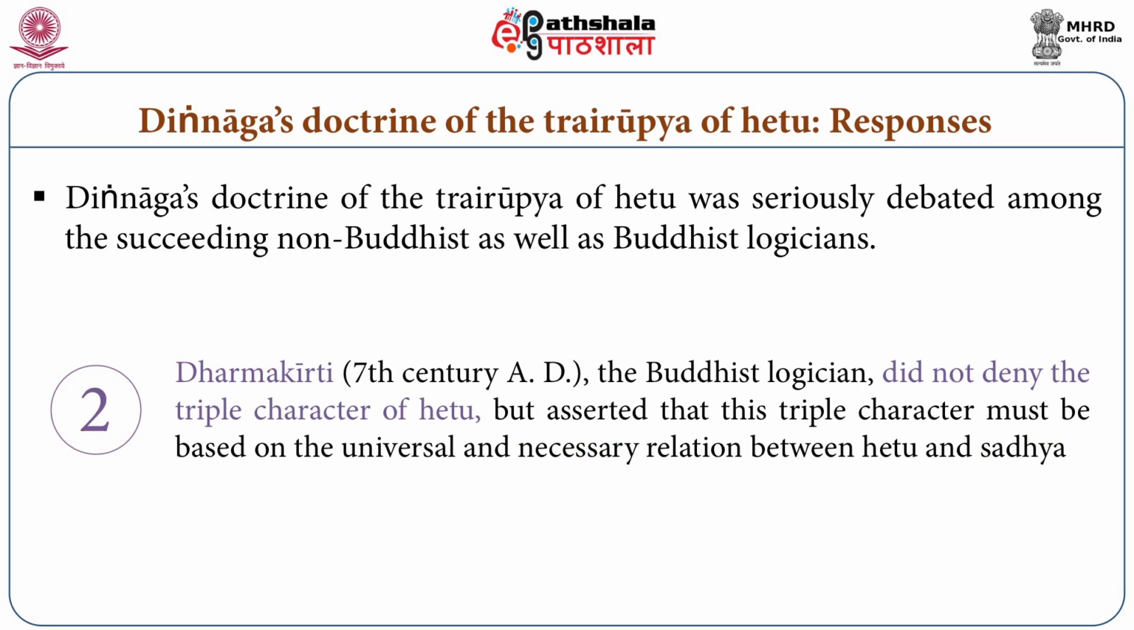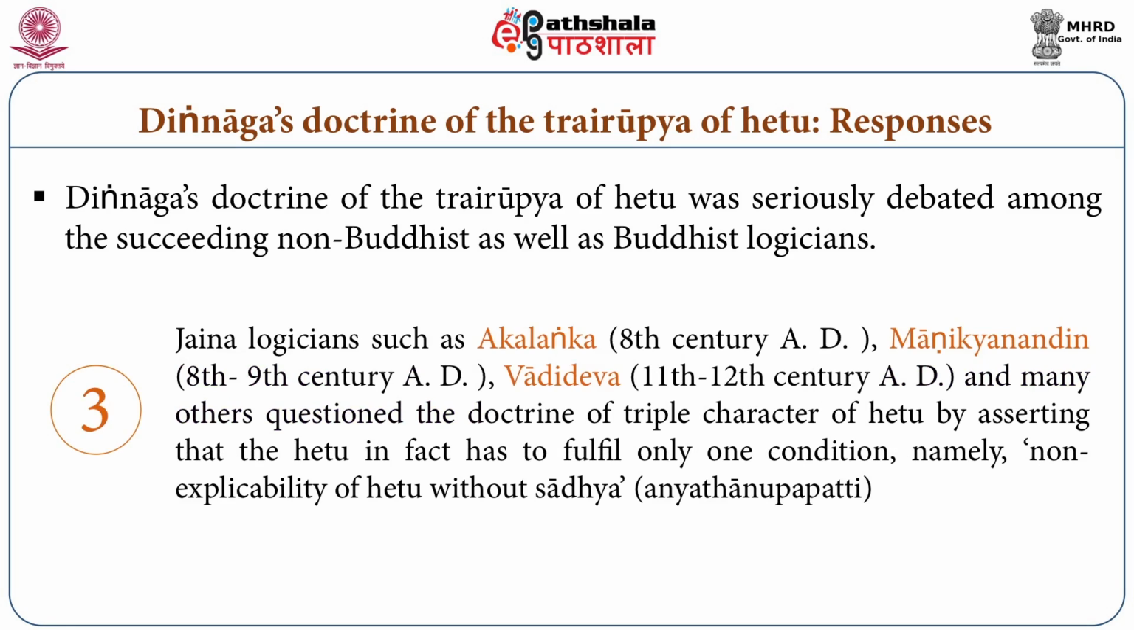On the other hand, Dharmakirti, the Buddhist logician, did not deny the triple character of Hetu, but asserted that this triple character must be based on the universal and necessary relation between Hetu and Sadhya. Then, on the third side, Jaina logicians like Akalanka, Manikyanandin, Vadideva and many others questioned the doctrine of triple character of Hetu by asserting that the Hetu in fact has to fulfill only one condition, namely Anyathanupapatti, that is, non-explicability of Hetu without Sadhya.